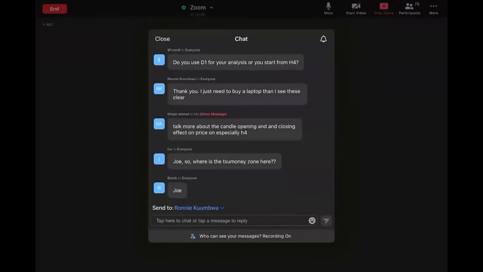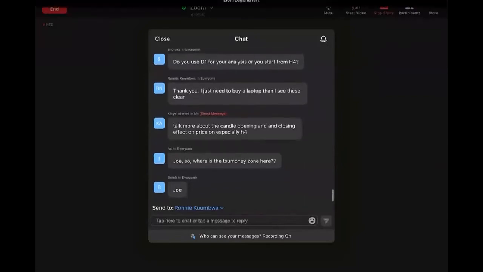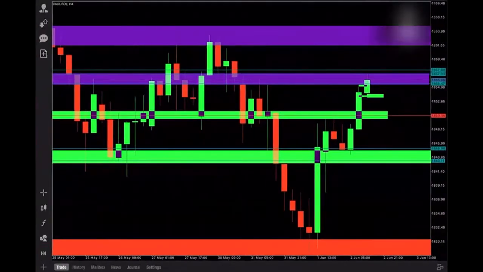Talk more about the candle opening and closing. I did talk a lot about it, Kiniri, in my previous lessons. Try to check all the previous lessons. There are candle opening and closing, very detailed ones. Joe, so what is the tsunami zone?